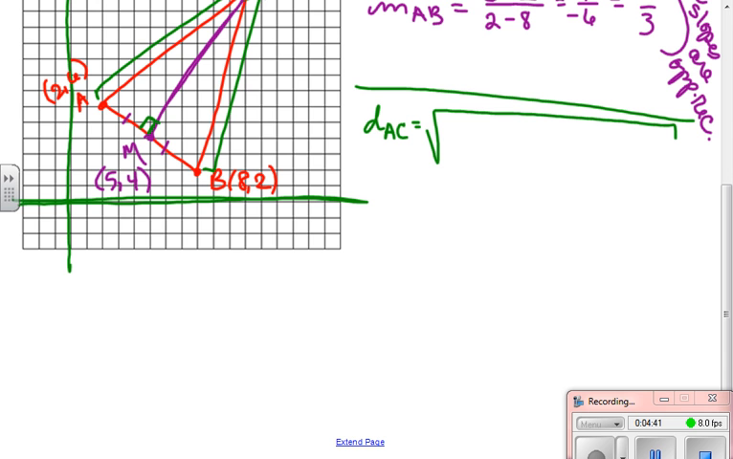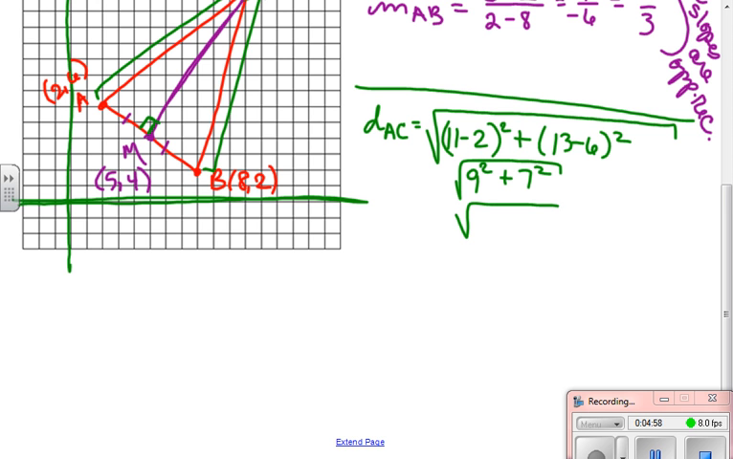So I'm going to say 11 minus 2, the quantity squared, plus 13 minus 6, the quantity squared. So I have 9 squared plus 7 squared. So I have 81 plus 49 which is the square root of 130. And if we're proving equal, just go ahead and leave it as that radical because they should be exactly the same radical. Don't bother with your calculator.